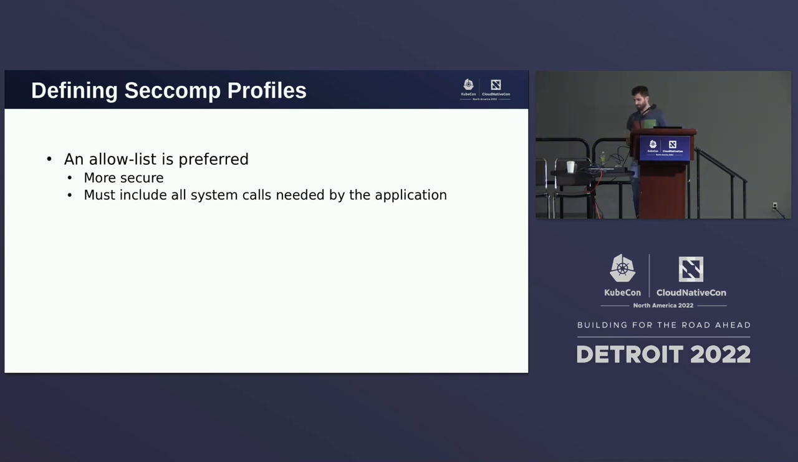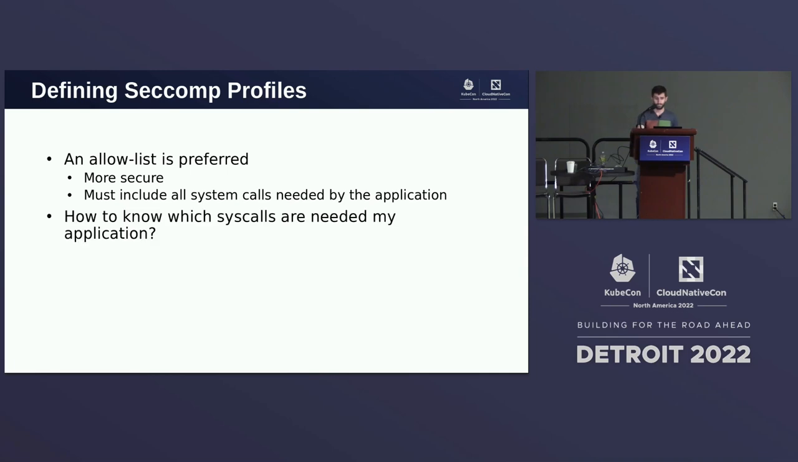But the problem with this approach is that we have to be sure that we include all the system calls that our application needs in the profile that we are defining. And then the question is, what are the system calls that my application needs? How can we know that? The first option is, if we are developing an open source application and have access to its code, we can try to read the code to understand what system calls the application is using.